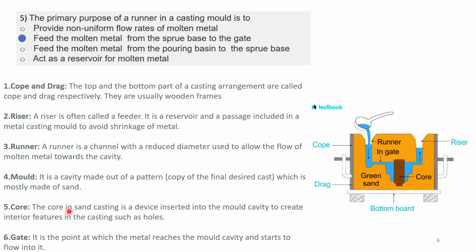Now the core. In sand casting, it is a device inserted into the mold cavity to create interior features in the casting such as holes. So this is the core, so there will be a hole going through on both sides, so it will be a hole throughout. Next is gate. It is the point at which the metal reaches the mold cavity and starts to flow into it.